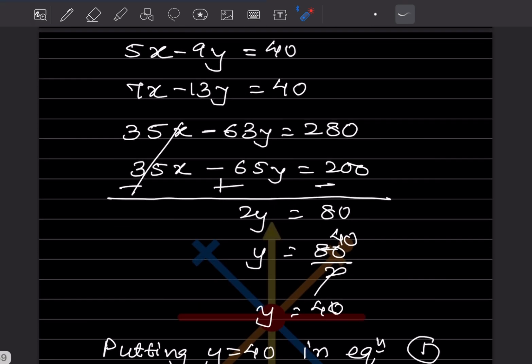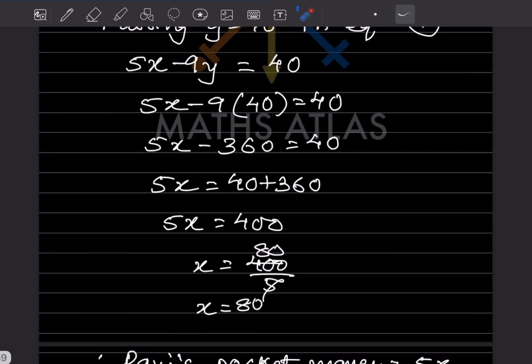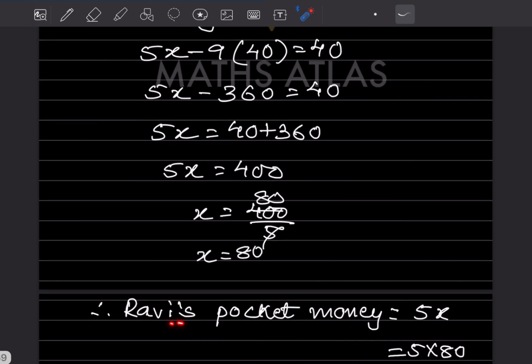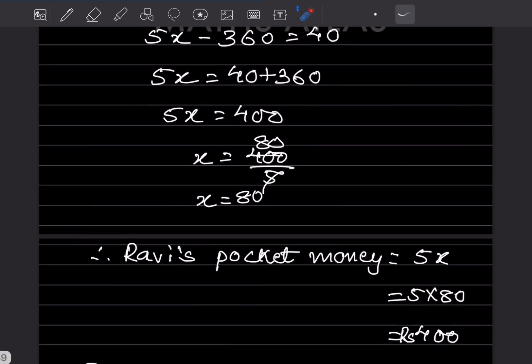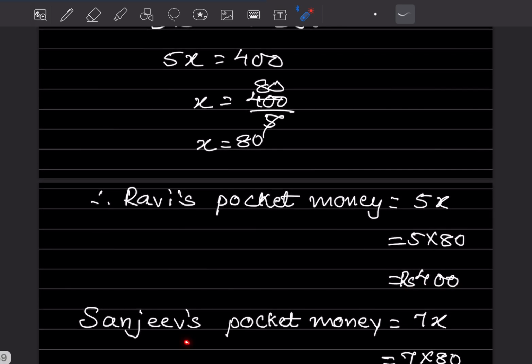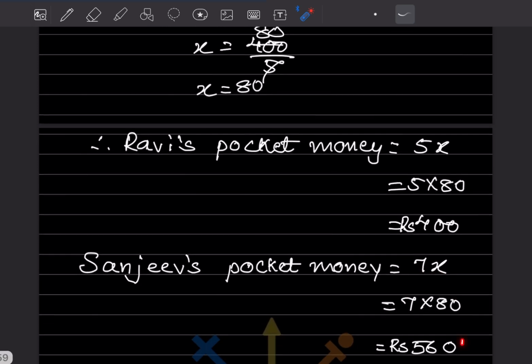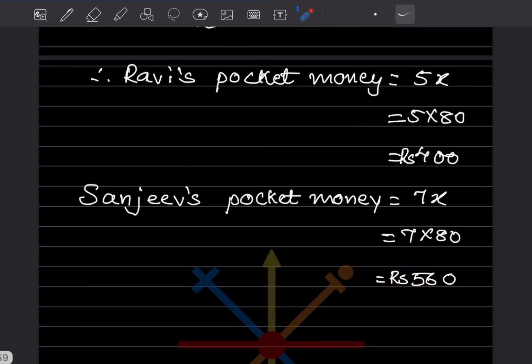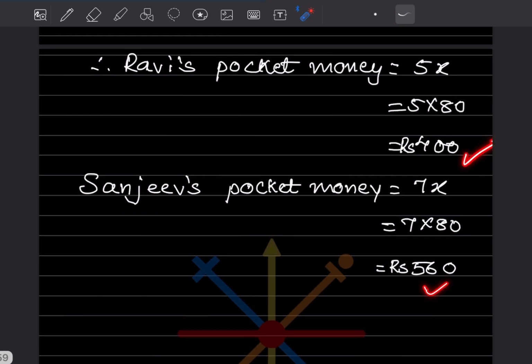So now what we can say here, what they have asked for, find the monthly pocket money. So x, who is x here? We have considered that, we are going to put in Ravi's pocket money. So that is 5x. So here what will you do? 5 into 80. So that is going to be rupees 400. And Sanjeev's pocket money, that is given as 7x because the ratio is 5:7. So here, in place of this x, we are going to put 80. So that is going to be 560. So this is the answer.